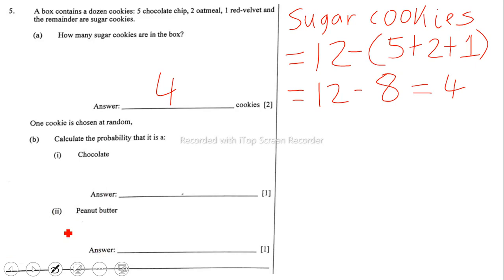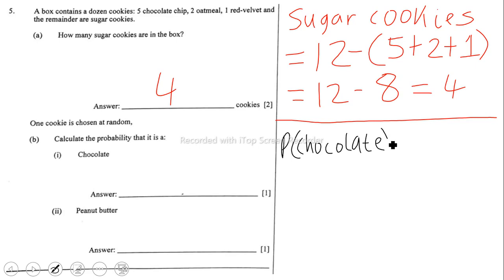Let's say, for example, we close our eyes and we're going to choose a cookie from this box, right? And we want to figure out the probability of choosing a chocolate cookie. Watch how I'm writing it. It's exactly how I want you to write it. P open bracket chocolate. All right, it's going to be equal to. So that's the probability of getting a chocolate. It's going to be equal to what?